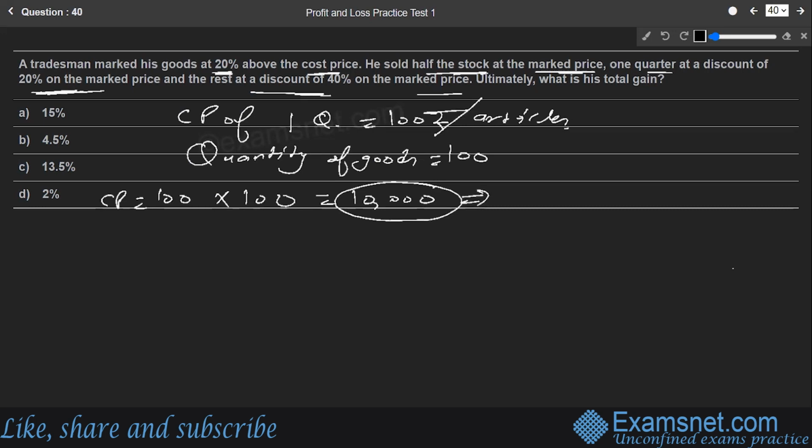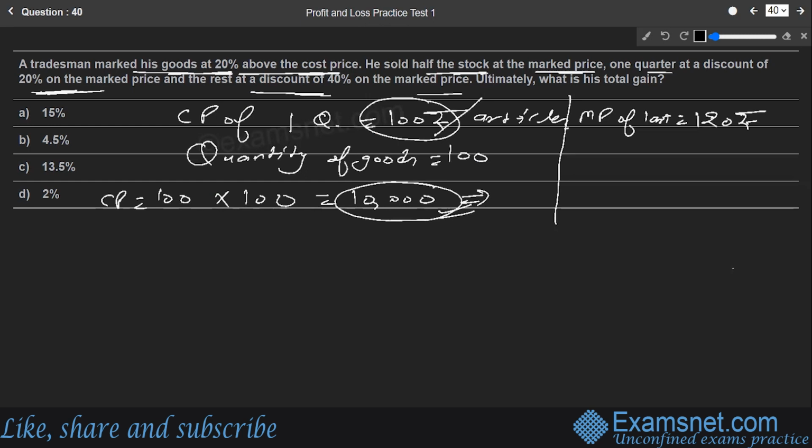Now what does the tradesman do? Marks his goods 20% above the cost price. Cost price is 10,000. Cost price of one article was 100 rupees. So mark price of one article should be how much? 20% more than the cost price of one article. 20% more than 100. How much is that? 120 rupees. So mark price of one article is 120 rupees now. And how many articles do we have? We have got 100 such articles.